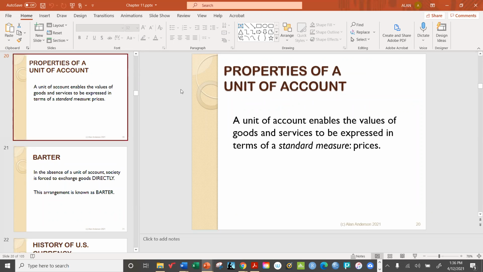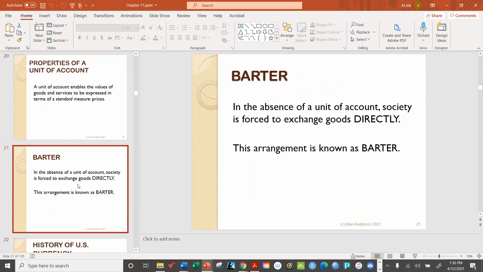So what would happen if we didn't have money? There couldn't be any prices. Instead, we'd have to resort to something called barter. And that barter means we have to trade goods directly for each other. And you can imagine that could get very, very awkward.